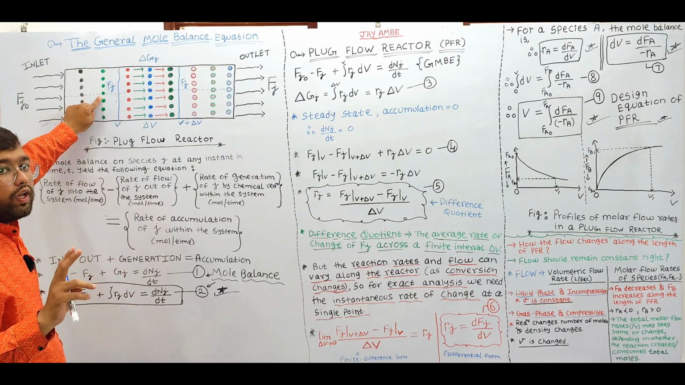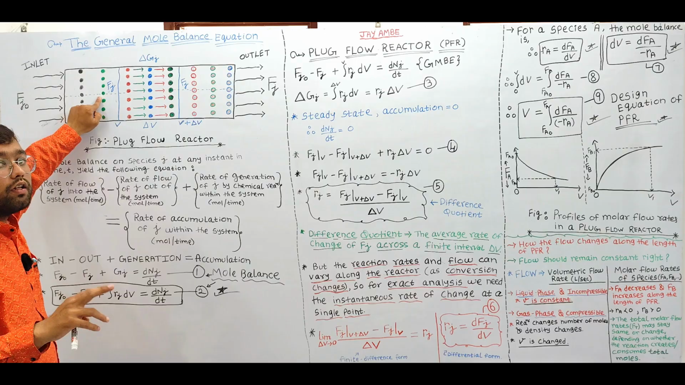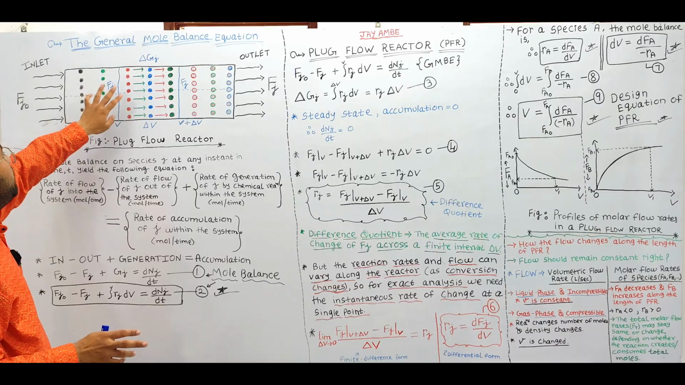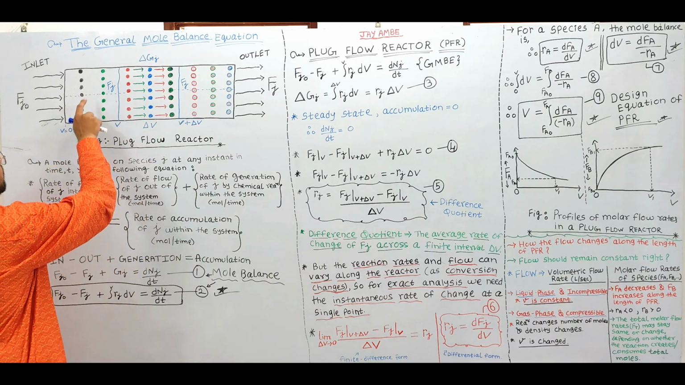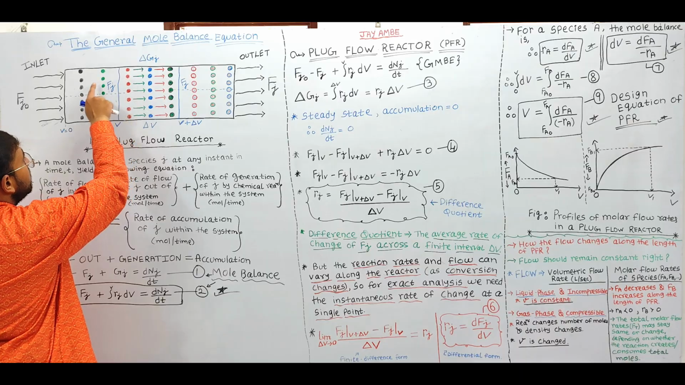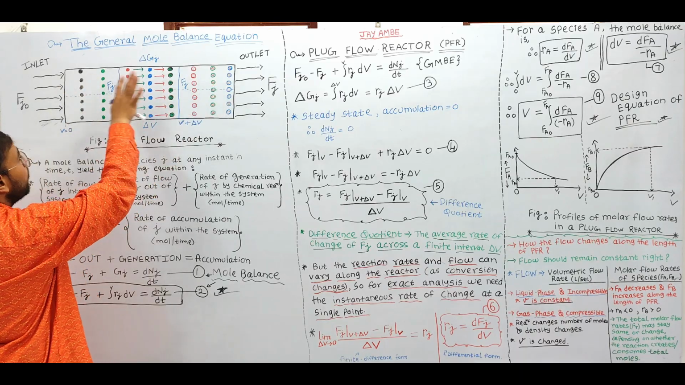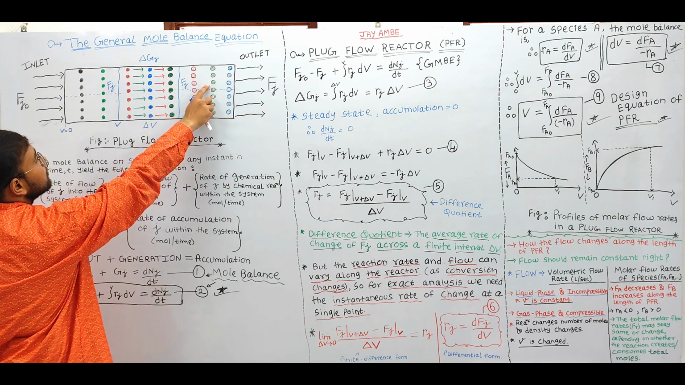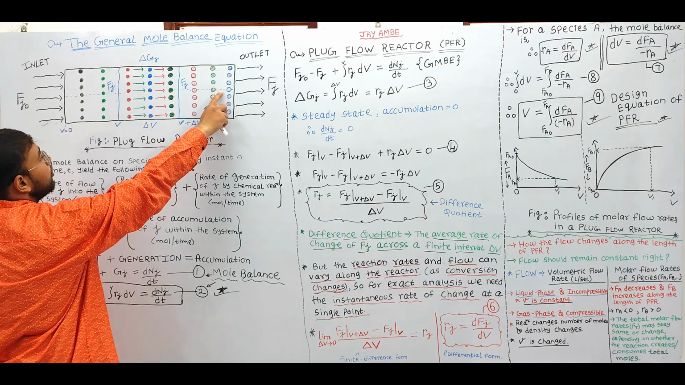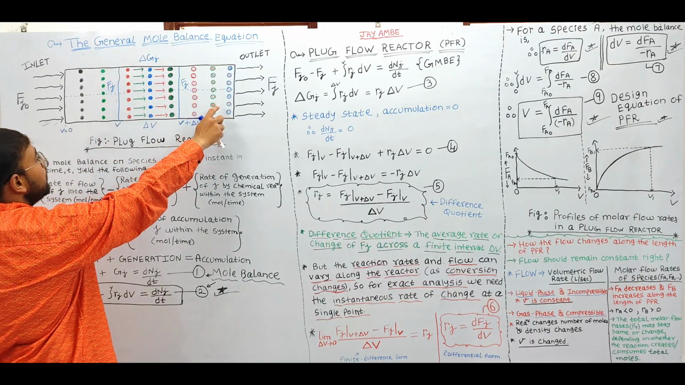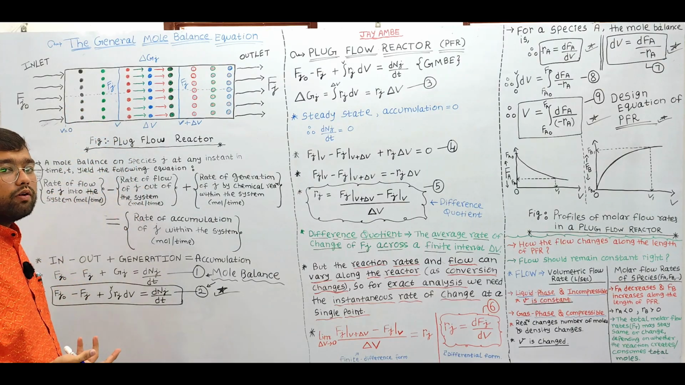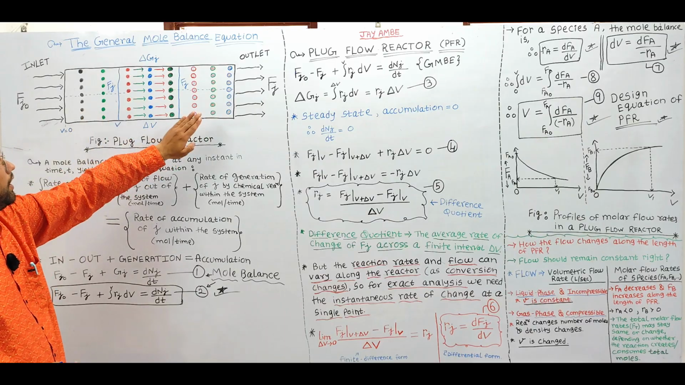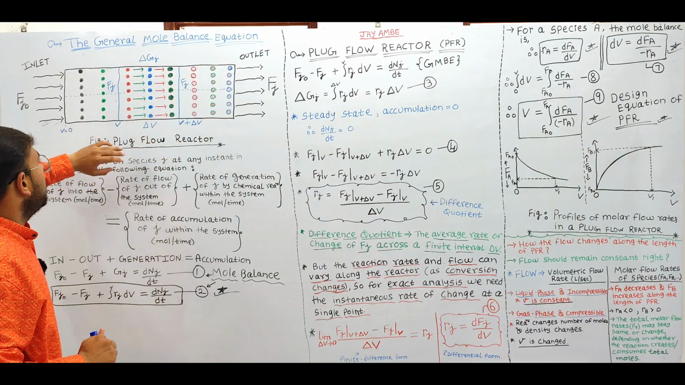So at axial position 2 we'll have another rate of generation, another rate of formation, right? Why? Because there will be no mixing of any molecules with each other. For example, this molecule will not mix with this molecule, these molecules will not mix with any of the other molecules, right? As per the assumption, there will be no axial mixing. Axial mixing will not take place, right?